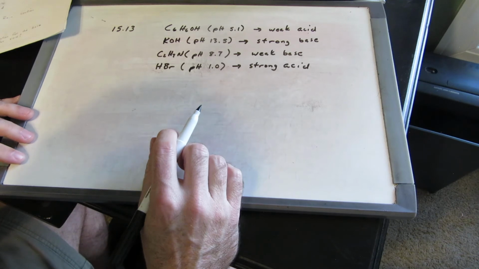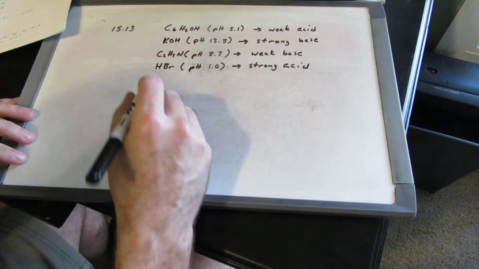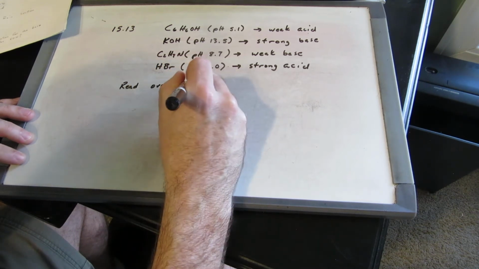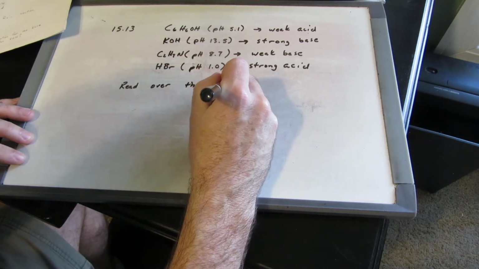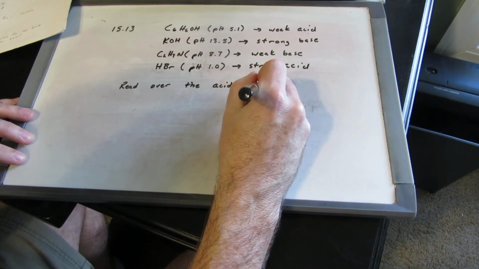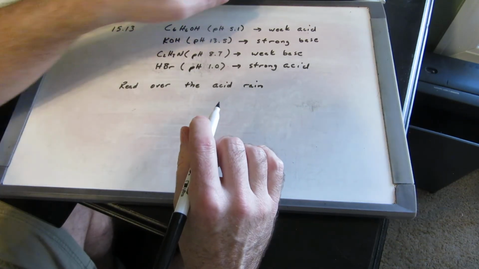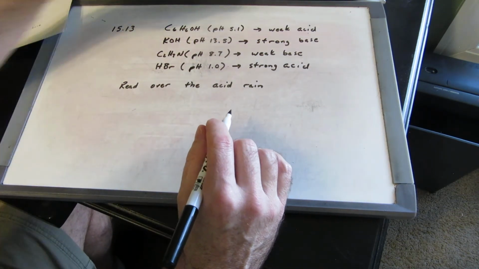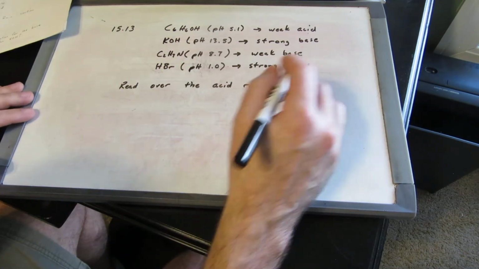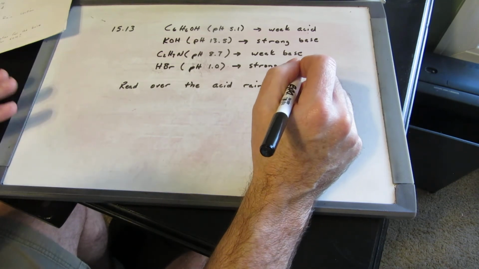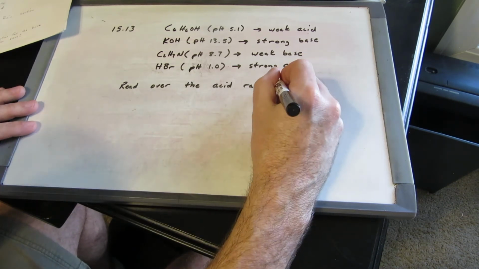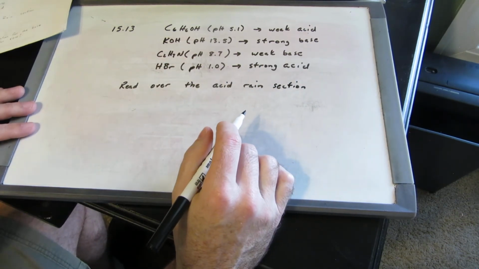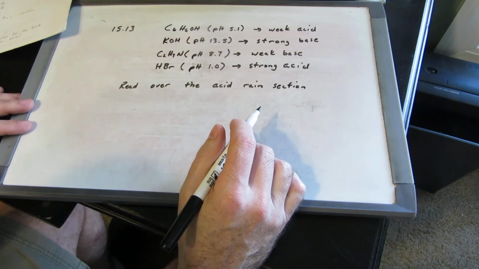Okay, so in closing, you need to read over the acid rain section. It's at the end of the chapter, the last couple pages. I'm not going to cover that, so you can just read over that. But for the true, false, multiple choice on the upcoming test, read over the acid rain section in the book. You might need to also use that to answer the review questions.